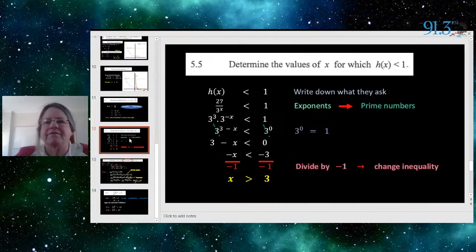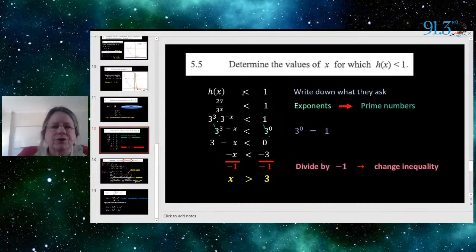Question 5.5. Determine the values of x for which h(x) is less than 1. Now, whenever you see questions like this, like an h(x) or an f(x) less than something, first of all, it's an inequality, but a good way to start, because when we look at this, what on earth do they want? So I pretend I don't know, but this is what they want. So let's write it down. h(x) less than 1. So write down what they ask.